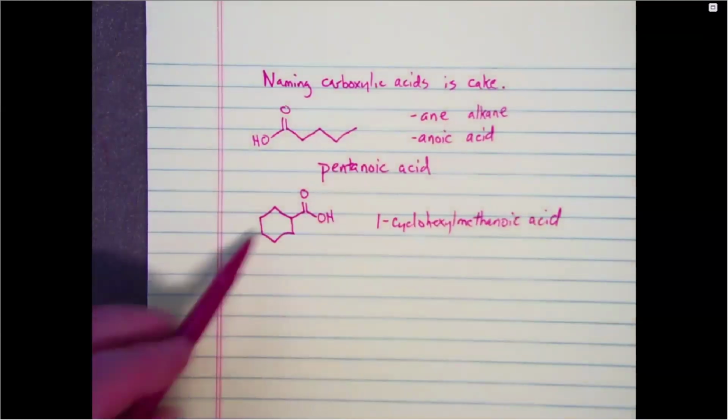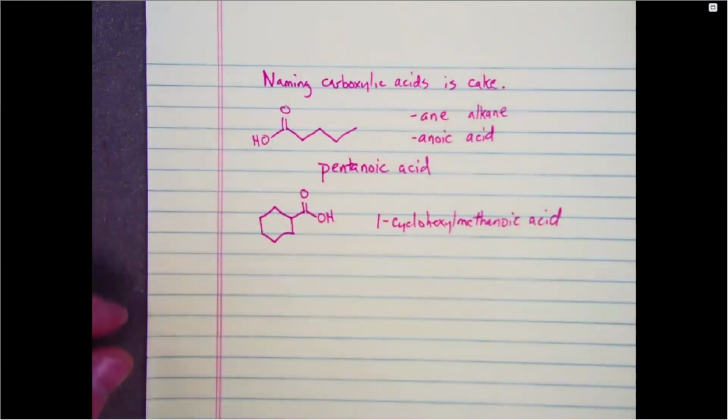But in reality, since there's only 1 carbon in the main chain, you really don't have to even give a locant for that substituent group if you don't want to. So cyclohexyl methanoic acid would be perfectly fine.